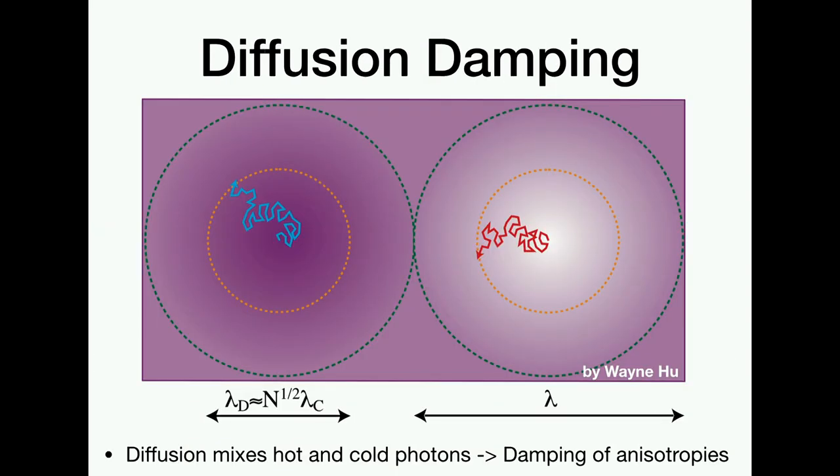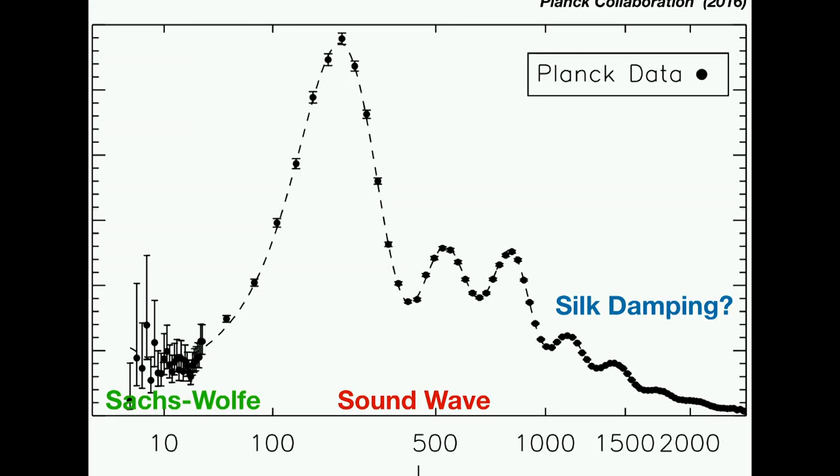So let's say you have photons randomly scattering, doing random walks, and you have, let's say, hot photons coming from the hot region, cold photons coming from the cold region. When they meet and mix, obviously anisotropy will be damped because they're mixing hot and cold photons. There will be no anisotropy below this diffusion scale. That's the source of exponential damping. So we call it Silk damping, and indeed you have these oscillations, but then there's an exponential damping.